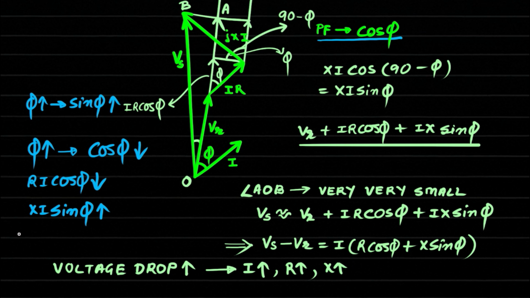Now in power systems, or in all transmission lines, the reactance value is much more than the resistance value. So the influence of decreasing IR cos phi is much less than the influence of increasing IX sin phi. So overall, the voltage drop across the line will increase with increasing phi. So the voltage drop increases as phi approaches 90 degrees. And that's how voltage drop in transmission lines works. Remember, poor power factor means higher voltage drop because reactance dominates in power systems.